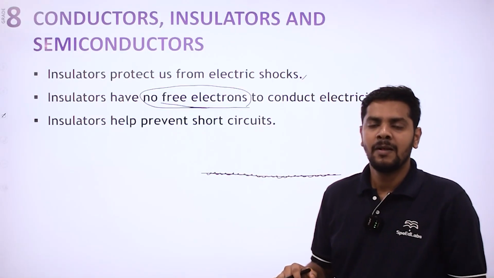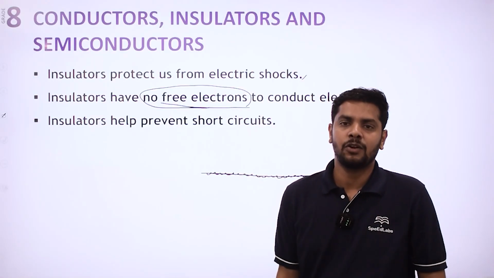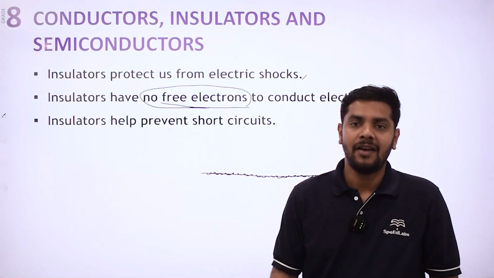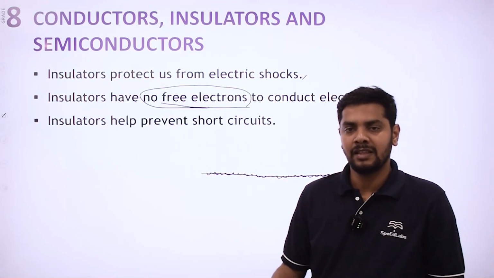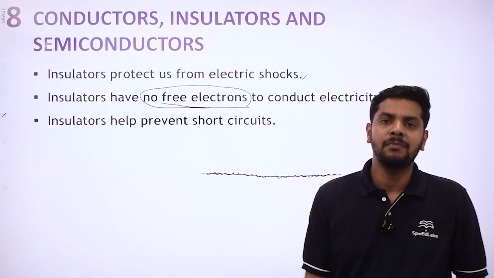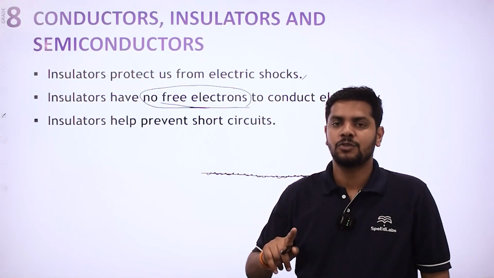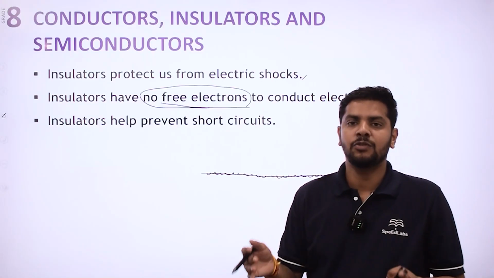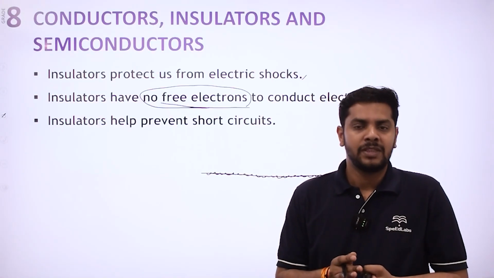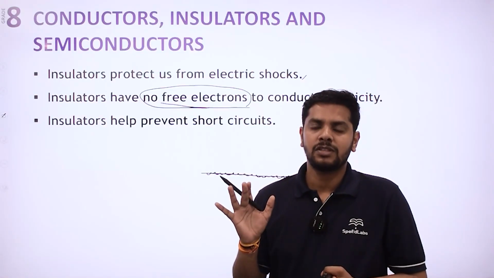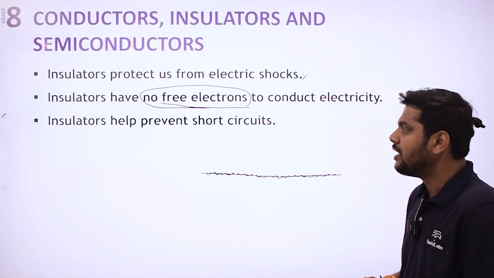Because of the absence of free electrons, they are insulators. And if they had electrons free to move, they would become conductors. But we cannot make an insulator into a conductor. That is also one more point. I have just explained the difference: conductors have free electrons, while insulators do not have any electrons which are free to move.